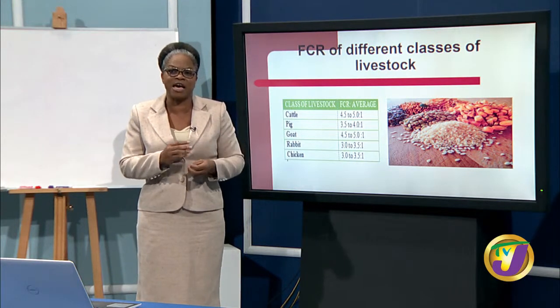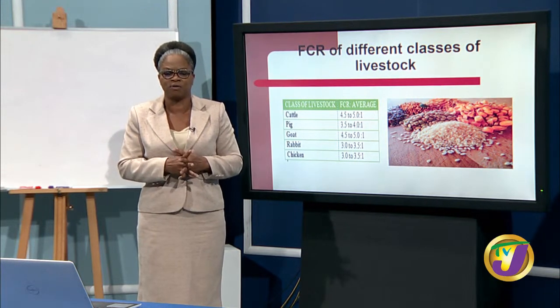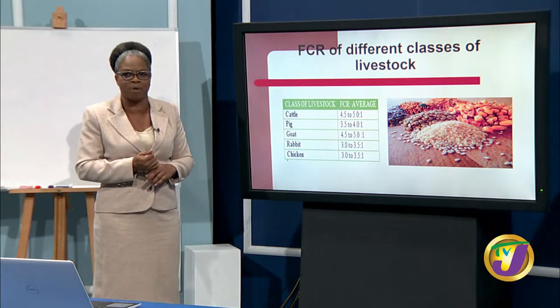So for cattle, students, the feed conversion ratio is 4 to 4.5 to 1. That means for cattle, they need 4 or 5 kilograms of food in order to put on 1 kilogram of weight. Good. For pigs, we're talking about 3.5 to 4. They need 3.5 to 4 kilograms of food in order to put on 1 kilogram of body weight. And goats and cattle, they are in the same category, requiring 4.5 to 5 kilograms of food in order to put on 1 kilogram of weight. And rabbits and chickens, their average is 3 to 3.5 kilograms of food that they need to consume in order to put on 1 kilogram of body weight.